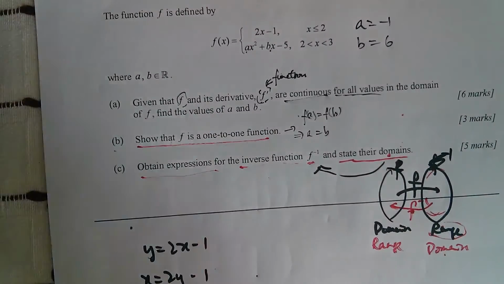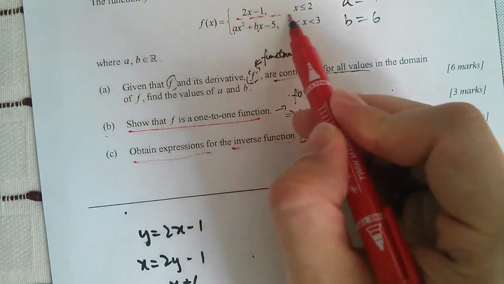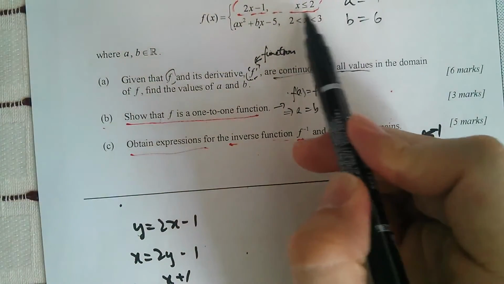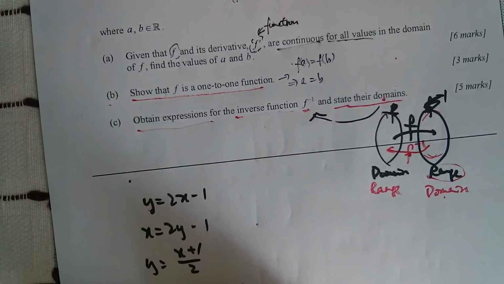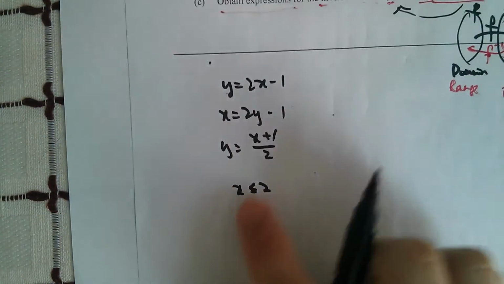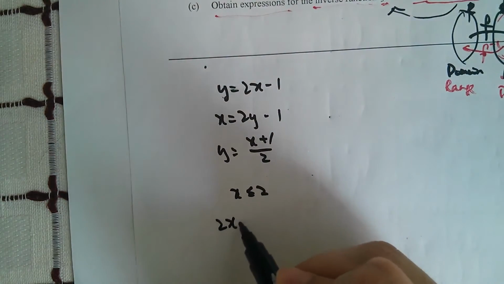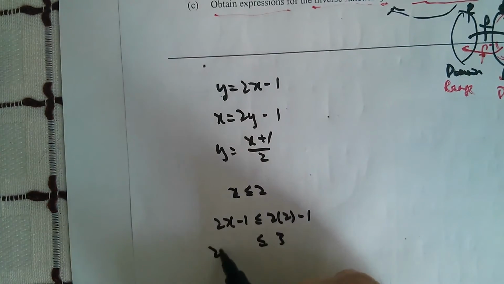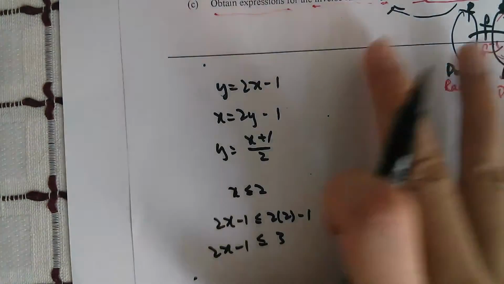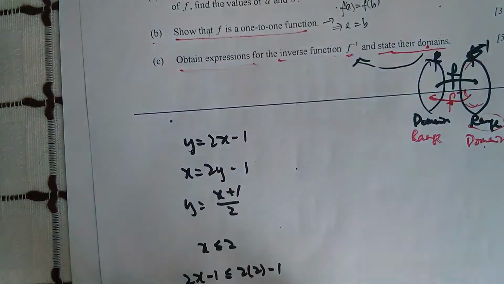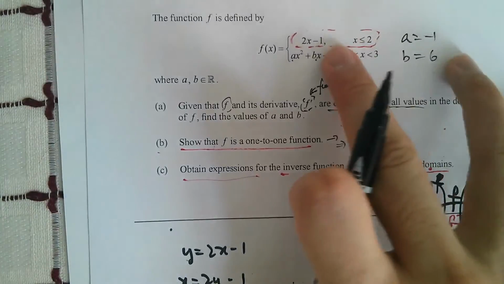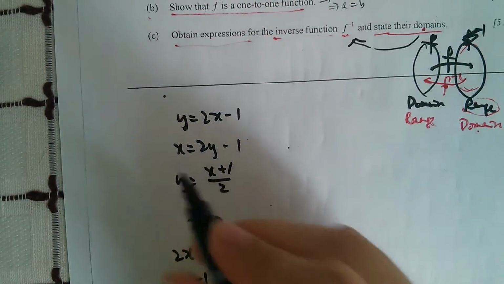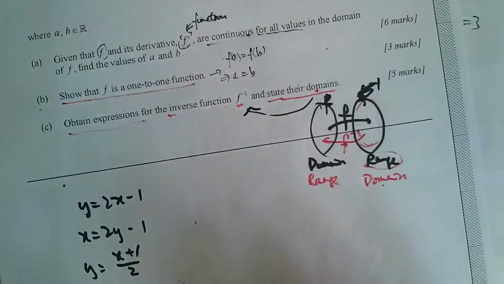So if you look at the original function, for this part, what is the range for this part? Since x is smaller than 2, 2x minus 1 will be smaller than 2 times 2 minus 1, smaller than 3. Therefore, the range of the original function would be smaller than 3. Therefore, the domain for the inverse would be x is smaller than 3.